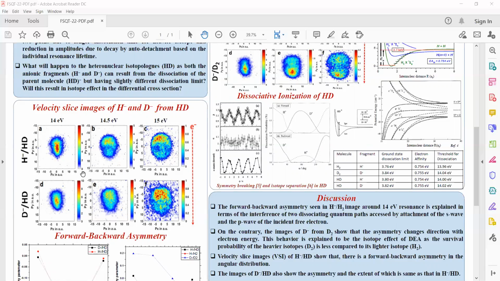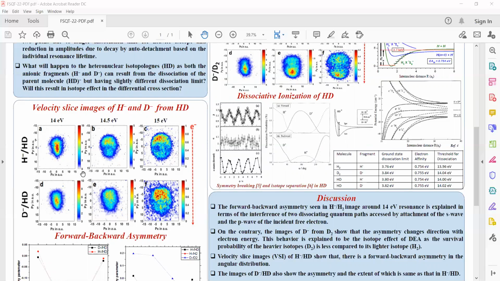Now the question is, for the 14 eV resonance in H2 and D2, we have to invoke the quantum interference between two resonance paths of DA to explain the inversion symmetry breaking. What would be the case with HD? We observe identical angular distribution and cross section for both the channels. How do we understand this for the heteronuclear diatom picture?